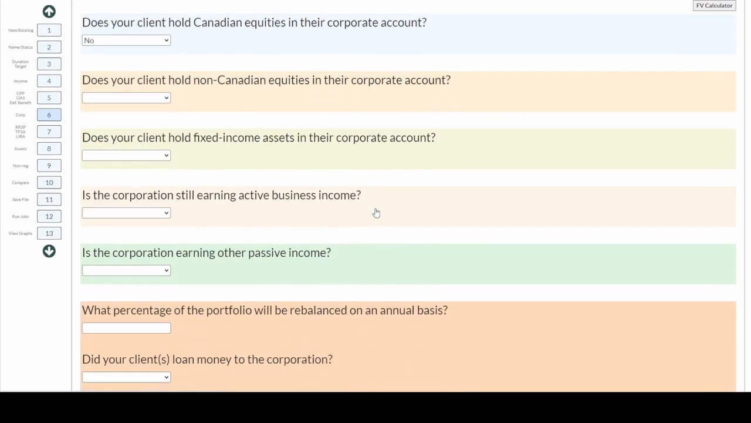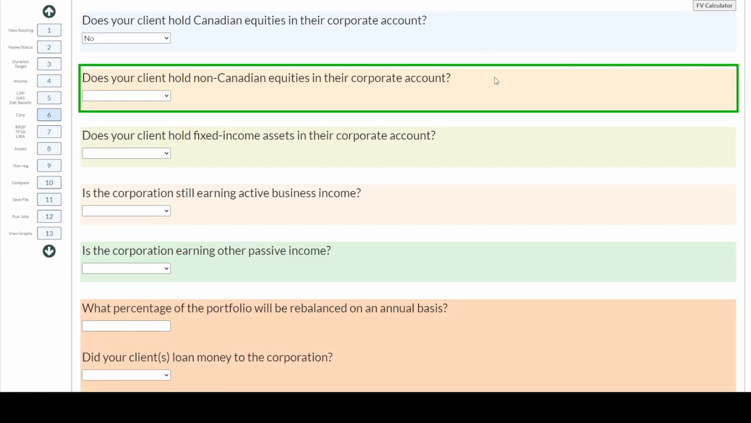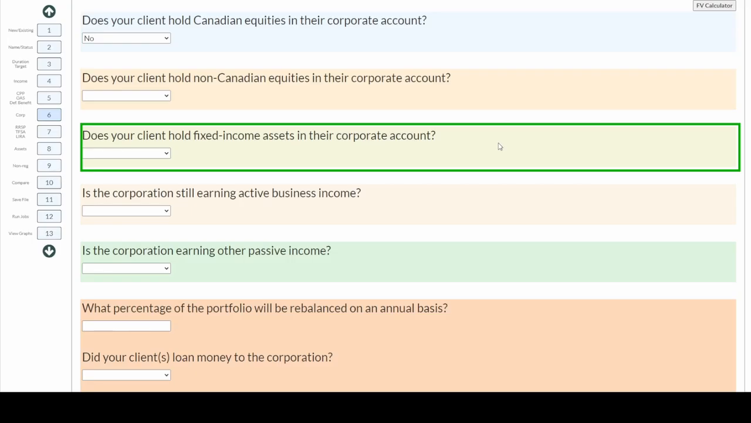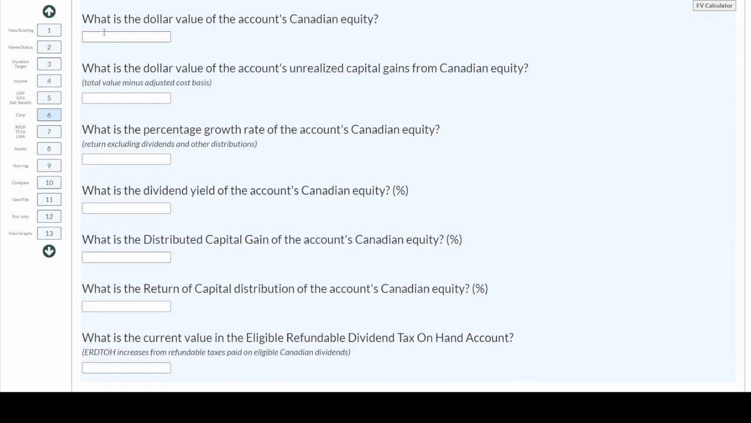Because Canadian equity investments are treated differently for tax purposes than other investments, we must distinguish them in the account from the non-Canadian equity and fixed income assets. However, the inputs are similar for all three. Let's work through the Canadian equities for our example.